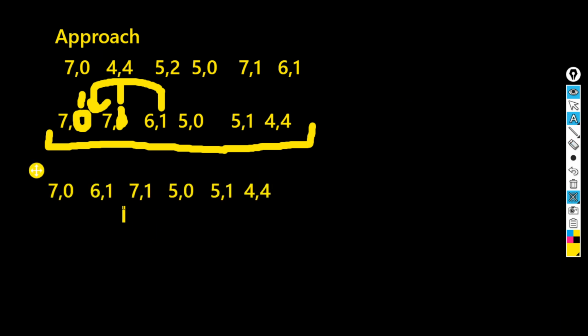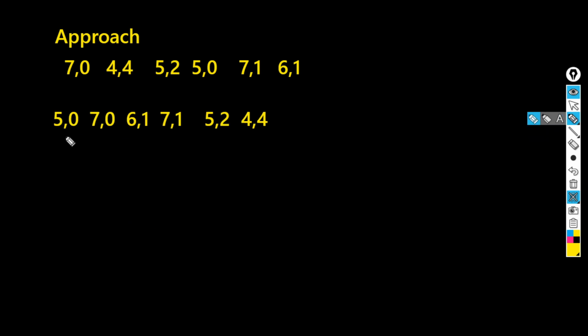So we are on the second index now. Till the second index we have done. Now on the third index the value is 0, so we will insert it at index 0. So after insertion and deletion, what we will get? After swapping we will get 5 0, 7 0, 6 1, 7 1, 5 2 and 4 4. So we are now at the third index. We are done with the third index.